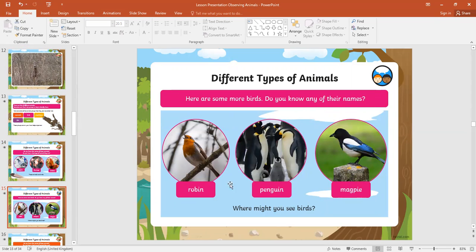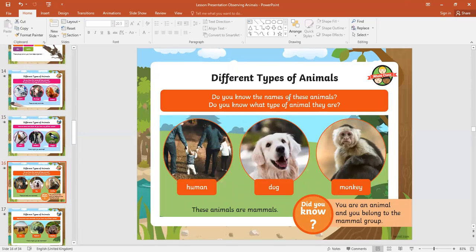Here are some more birds. Do you know any of their names? Have a little think. This is a robin, this is a penguin, and this is a magpie. Where do you think you might see these birds? Do you think you will see them in the water or on top of a tree?